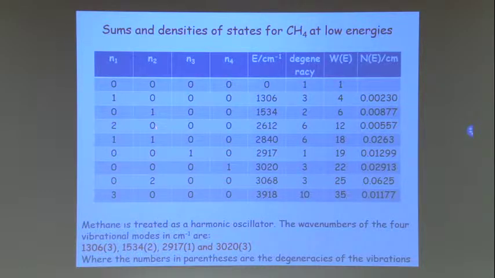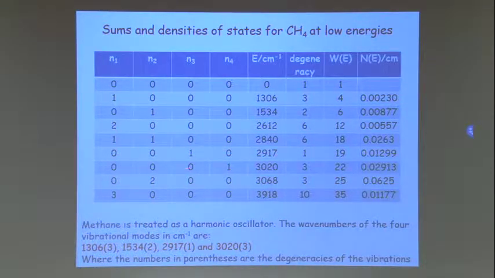The next one is going to be this one here, 1 quantum of vibration in there. It's doubly degenerate, so there will be 2. So we've now got a degeneracy of 2 at that state and a sum of states of 6. 4 plus 2 is 6.